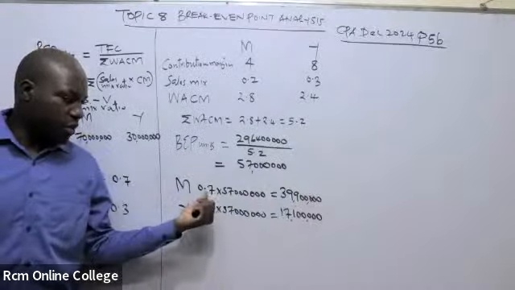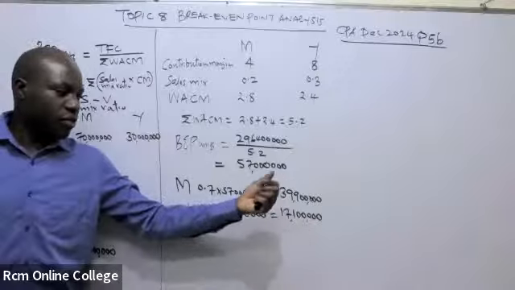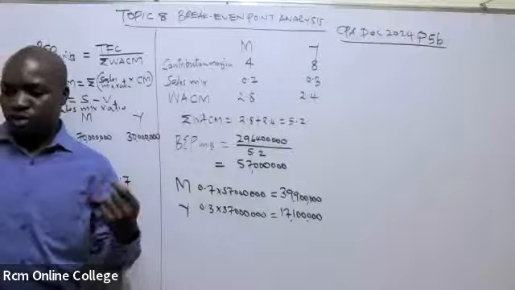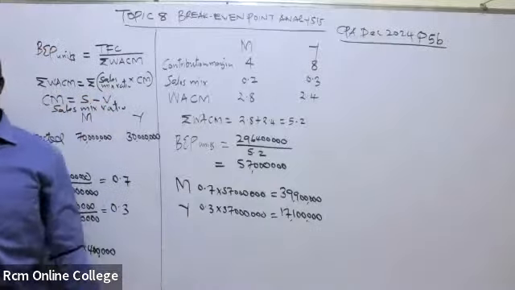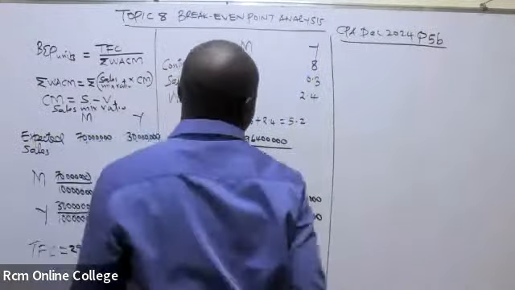Now, up to that particular point, are we able to verify that when we sell 39,900,000 units of M and 17,100,000 units of Y, we'll be able to operate at a break-even point? That is to say, we'll not have a loss, we'll not have a profit.